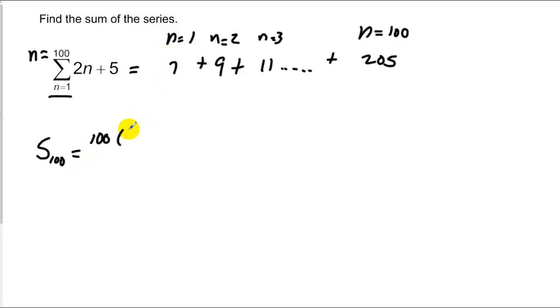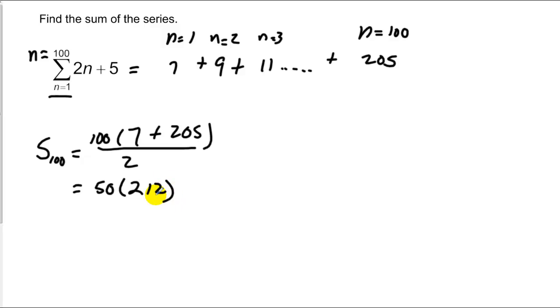So this is appearing to be arithmetic, so I'm going to continue to plug into this equation. My first term was 7. The last term was 205. I'm going to divide by 2. So what I've got is basically 50 multiplied by 212. And that's going to give me a total of 10,600.